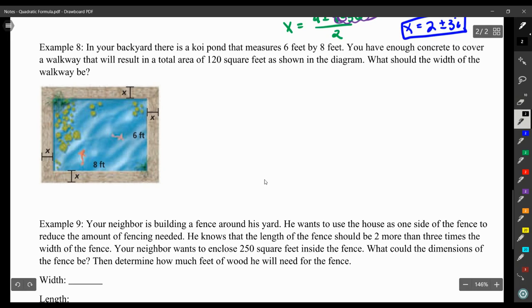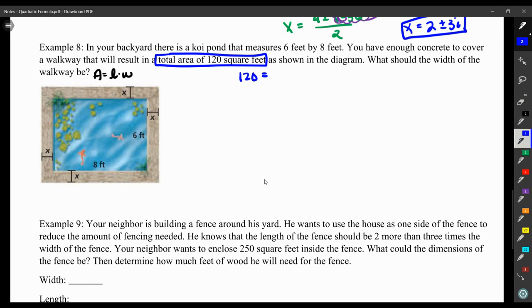And so this is in the shape of a rectangle, so I know that my area is going to be length times width. Well, I have the area. It says there's a total area of 120 square feet. So that means my A is going to be 120. Question is, what is length and what is width? Because the length of the pond itself is 8. So I know that from here to here is 8. However, that doesn't encompass the entire distance that I need to go.